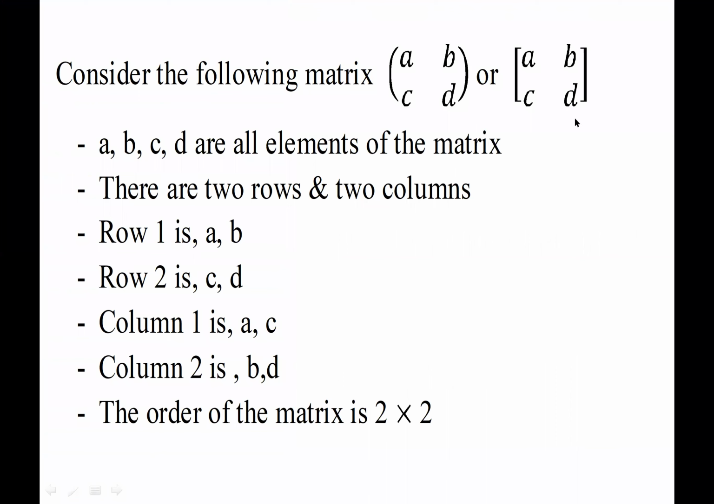So in these matrices, of course, all of these are known as elements. These are the rows and these are the columns. So in row 1, you have A and B, and in row 2, you have C and D. In column 1, you have A and C, and in column 2, you have B and D. The order of this matrix is 2 rows by 2 columns.